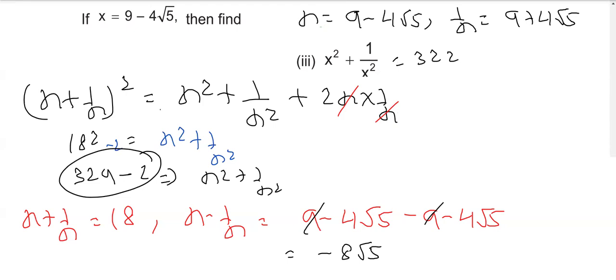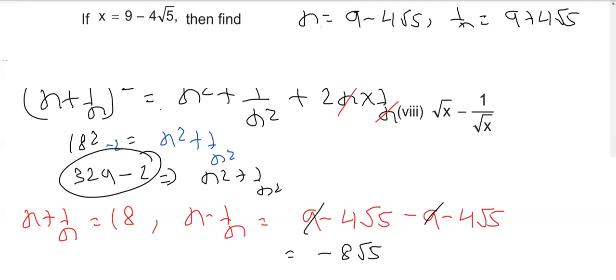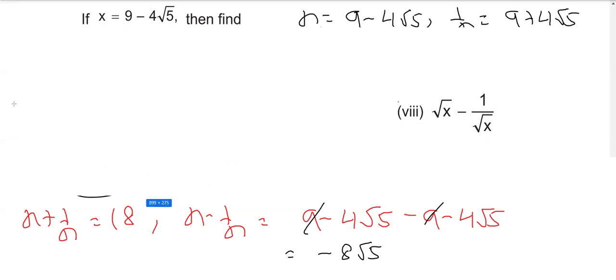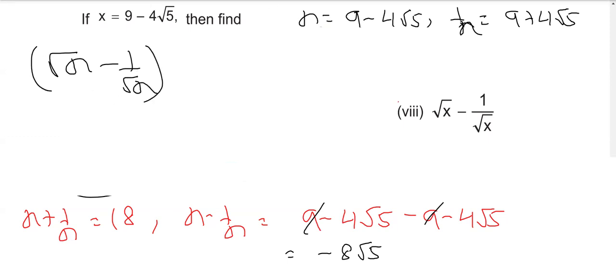Now similarly, we can do the other parts. Let me do one more. So I'm doing the 8th part now. Again, here also we will not be replacing x with this or 1 by x with this, the reason being it is under root. So we will be finding the square of this. We have to get the value of this, but instead we will find the square of this.